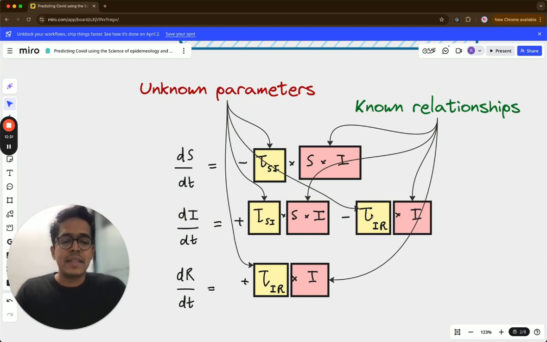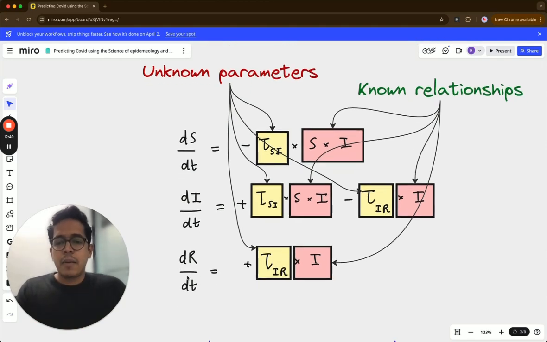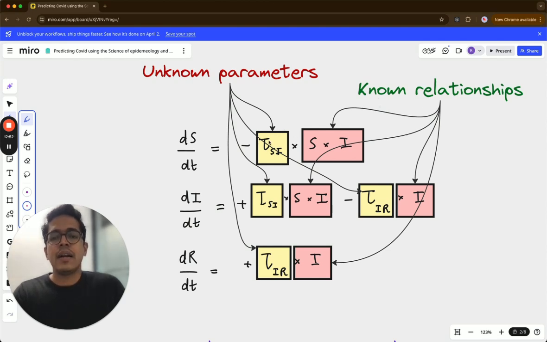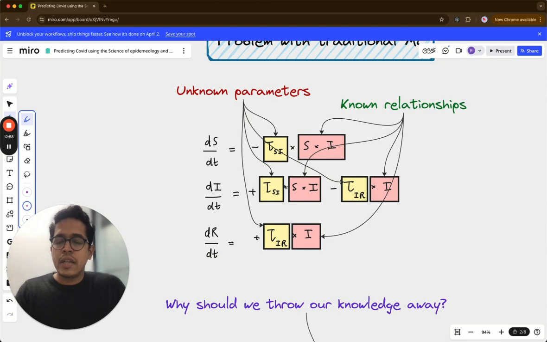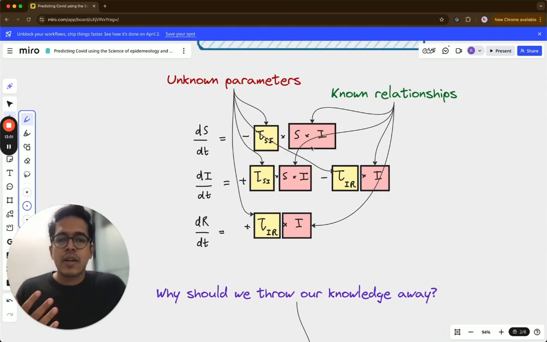Similarly, the infected I itself should be involved separately with a negative sign because the infected people themselves recover. So there is a rate of recovery. Same for the recovered, dR by dt, the rate of change of R, which should also be proportional to I. So all of these things we know. There are certain things which are known in the SIR model, even if these tau parameters are unknown. So why should we throw all of this knowledge into the basket? Why should we not consider the fact that this relationship is known, this sign is known? There is a lot of knowledge in this system of three ordinary differential equations, even though in real life some parameters may be unknown.